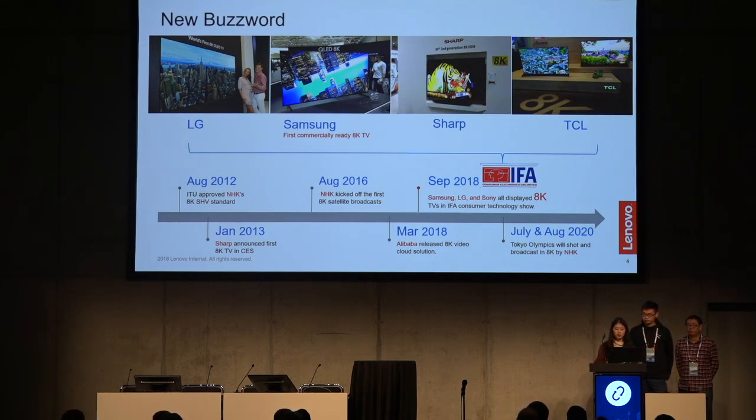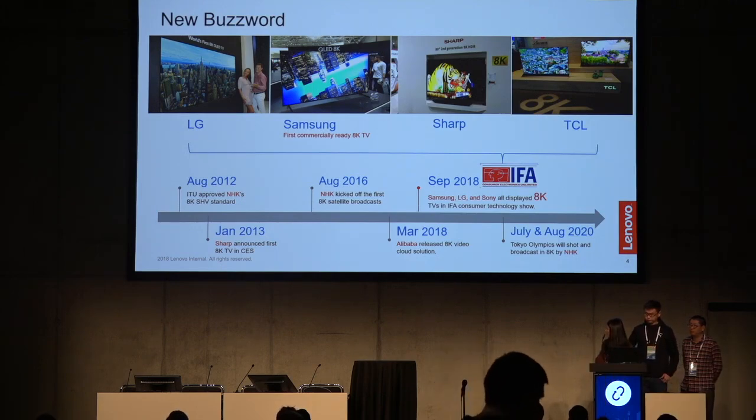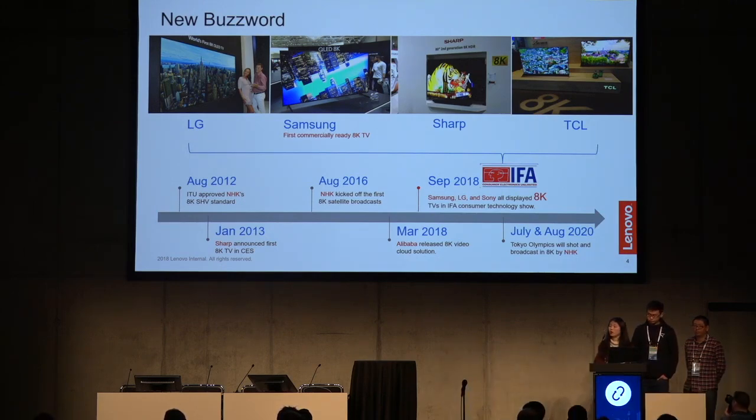Like in August 2016, NHK kicked off the first 8K satellite broadcast, and in March this year, Alibaba released the 8K video cloud solution. Oh, and I think the most well-known one must be that the Tokyo Olympics will be shot and broadcast in 8K. So we heard a lot of news about 8K. What made me think: what is 8K and what kind of features does 8K have?